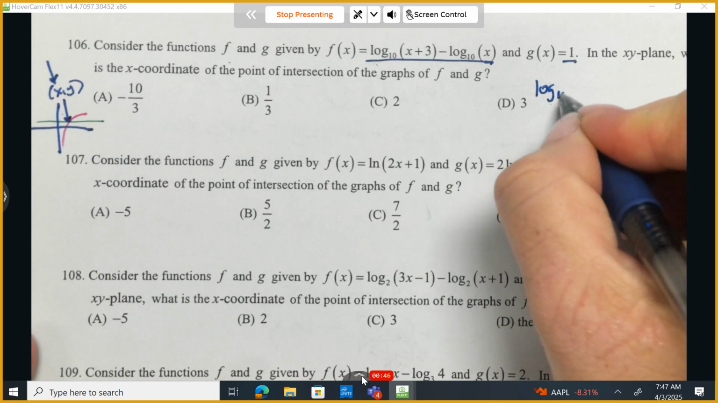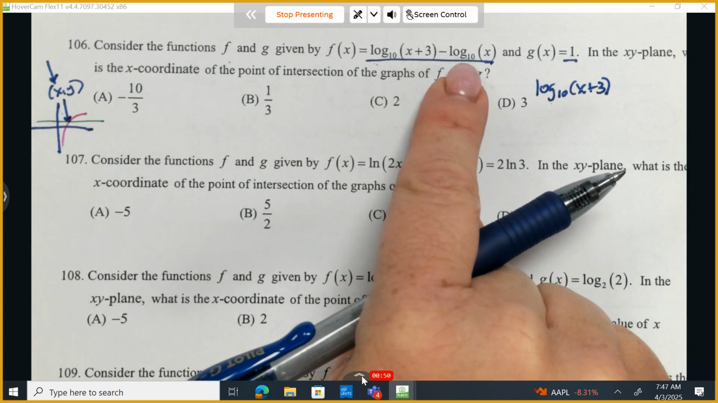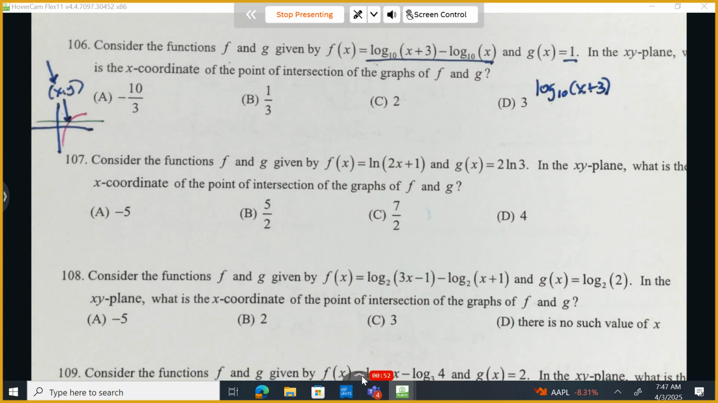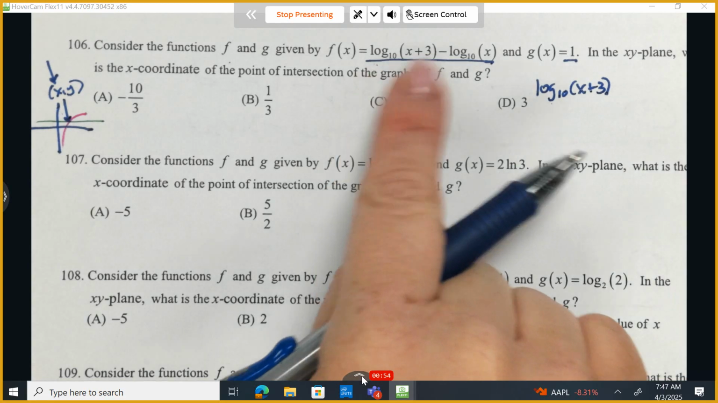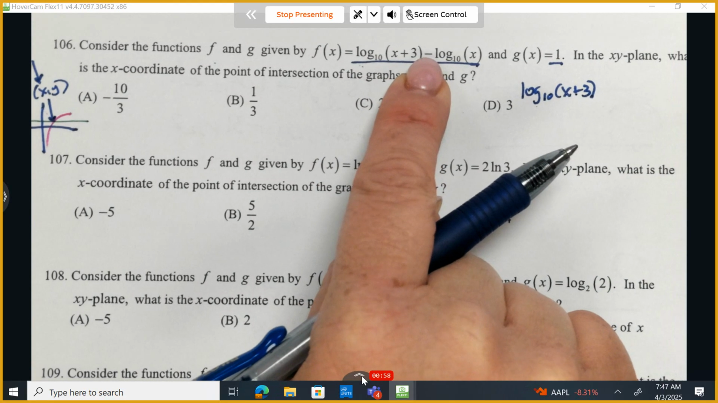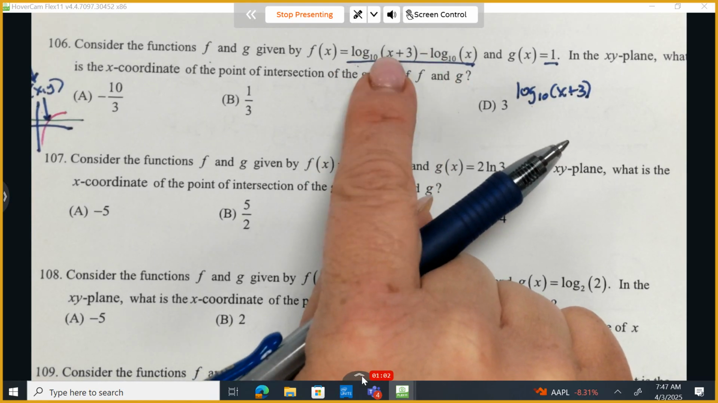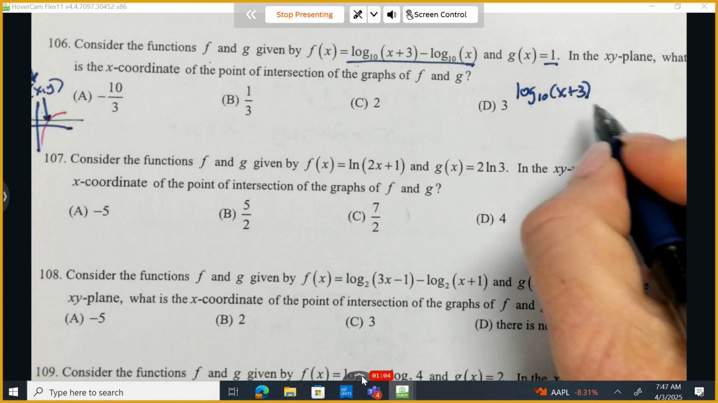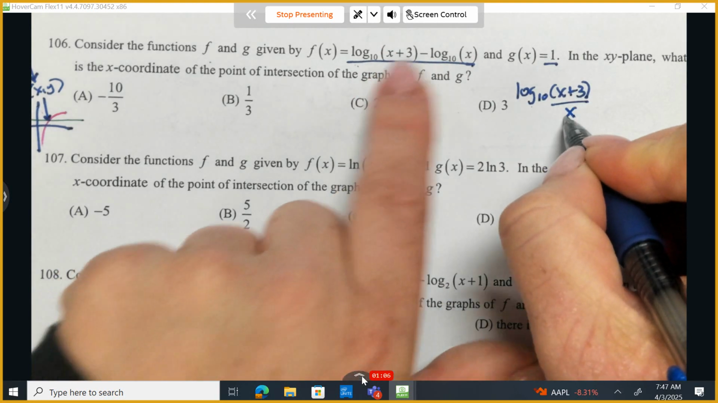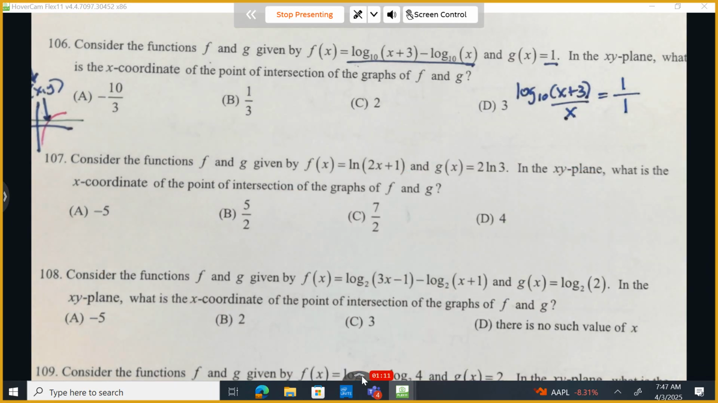We have log base 10 of x plus 3, minus log base 10 of x. Now, as I do this, because we've done so many problems in a row, we need to condense this. Notice we have the same log base, so subtraction is going to turn into division. We can only do this when they have the same log base. So whatever comes first is on top, and on the bottom is simply x. So I've condensed f of x, and I'm going to set it equal to what g of x equals.